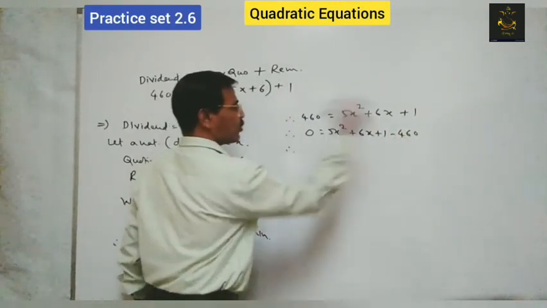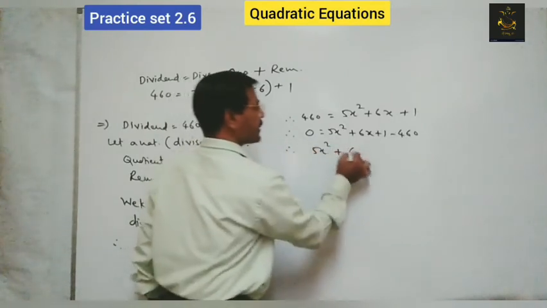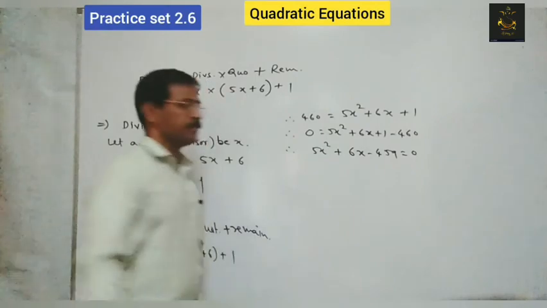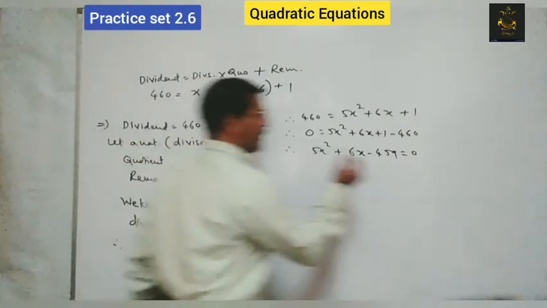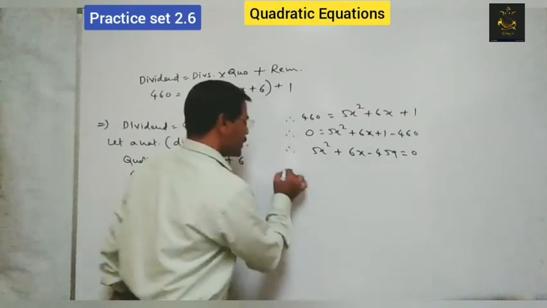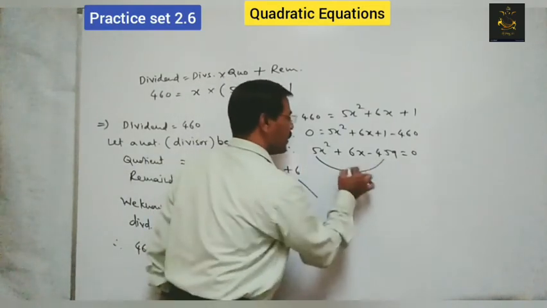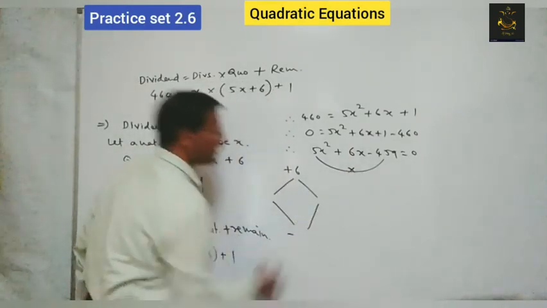We'll write 0 to that side. So 5x square, there it is, 6x minus 459 here. What are the factors here? The very simple part is that it is plus 6, and we are going to split here. That means we have to multiply here. What we get here is very, very important.